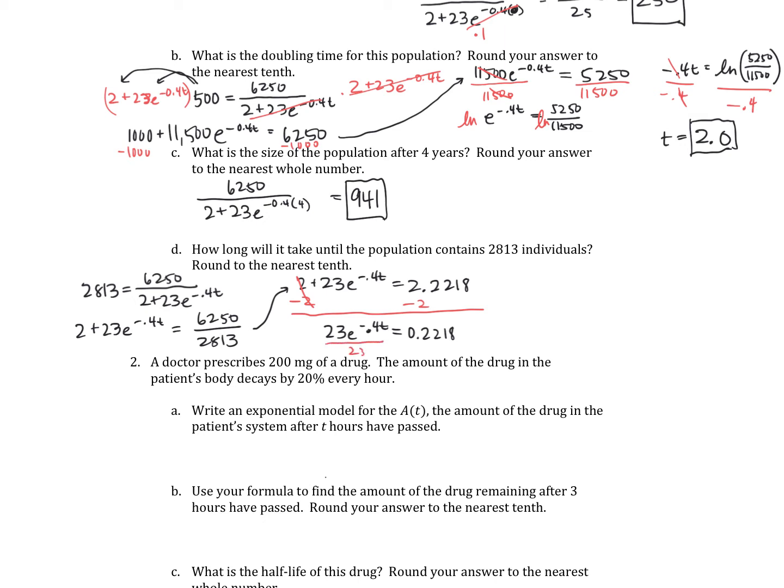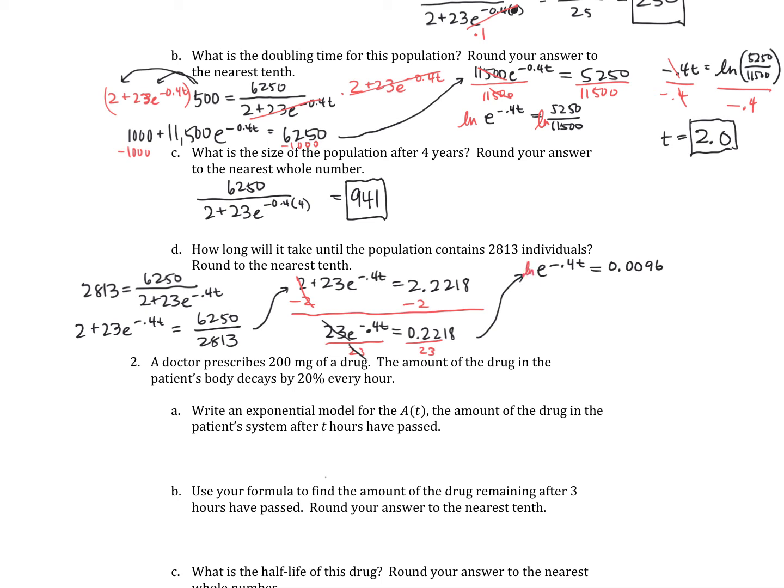Then you will divide by 23. So that'll give you e to the negative 0.4t is equal to, so now you're going to hit divided by 23 equals. Your approximation for your paper will be 0.0096, but again, it's longer than that. You're going to leave it in your calculator.